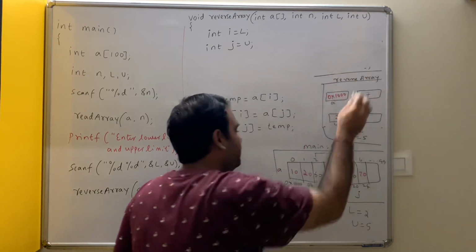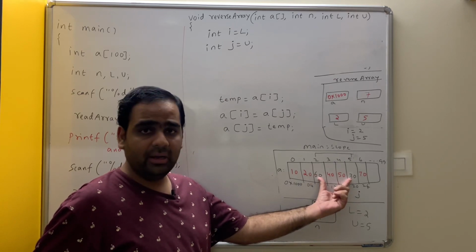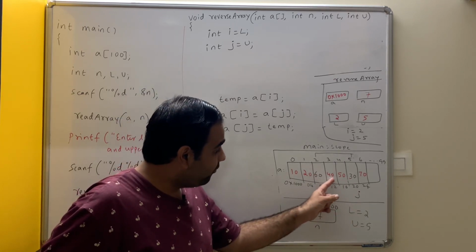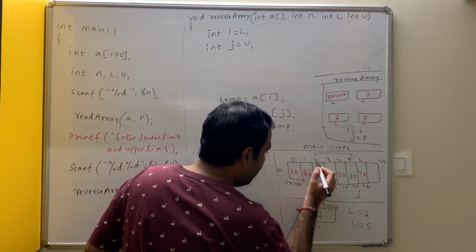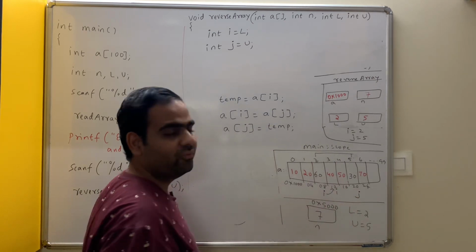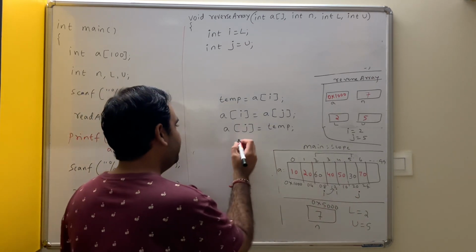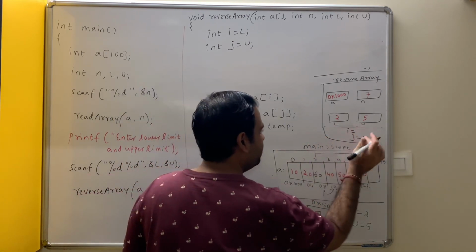Now, after you swap a of I and a of j, which is the lower limit and upper limit, next thing you want to swap 40 and 50. Right? That means the value of I, which is 2, now should become 3. Hence, how do I write it? I say I plus plus. The value of I will become 3.